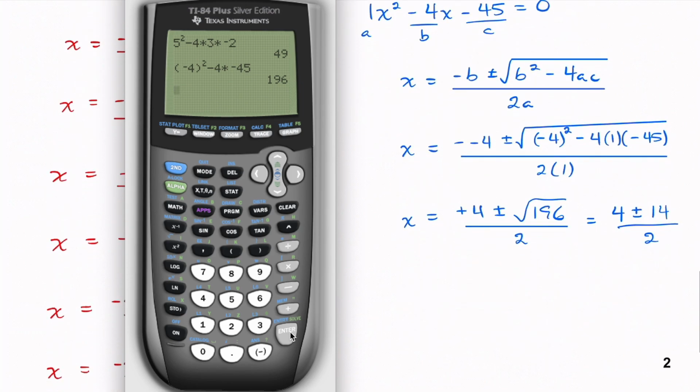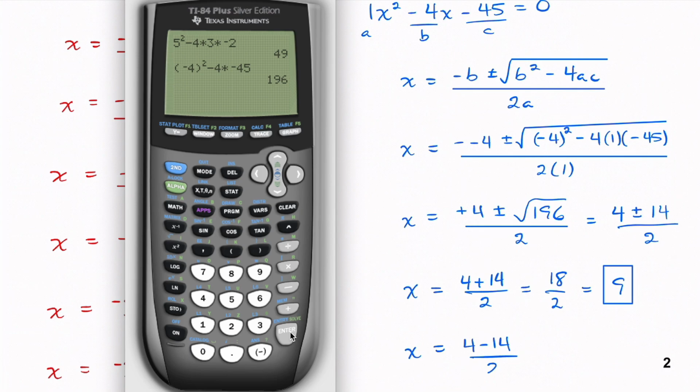And then we're going to take each of those. We're going to do one where we do the positive and one where we do the negative. So we're going to have 4 plus 14 over 2. That is going to give me 18 over 2. And then that just equals 9. And then for the other one, we got x equals 4 minus 14 divided by 2. And that equals negative 10 over 2, which is just negative 5.